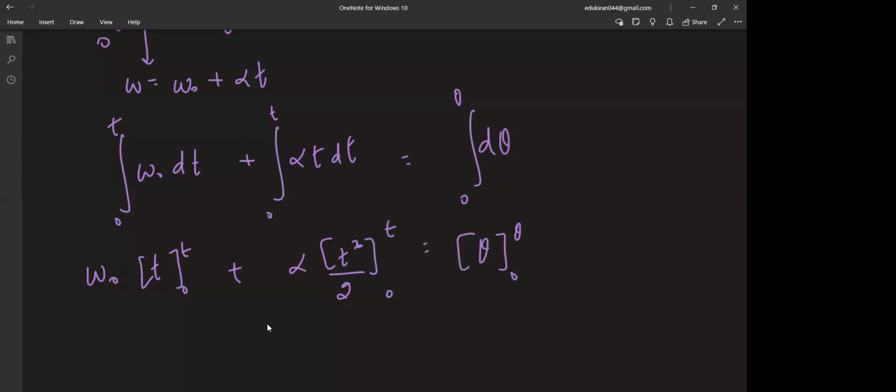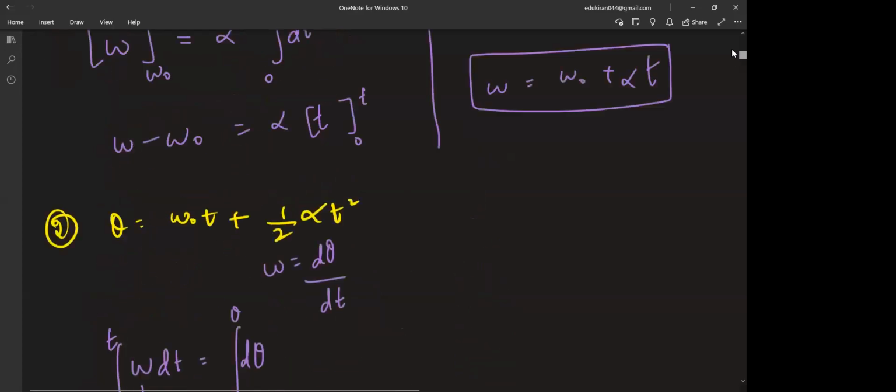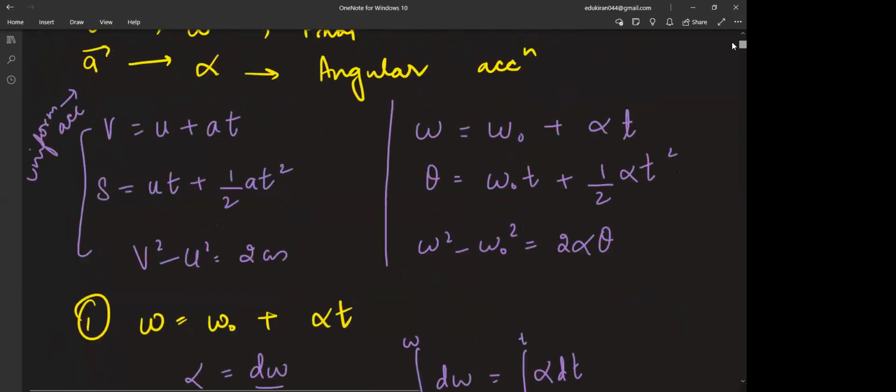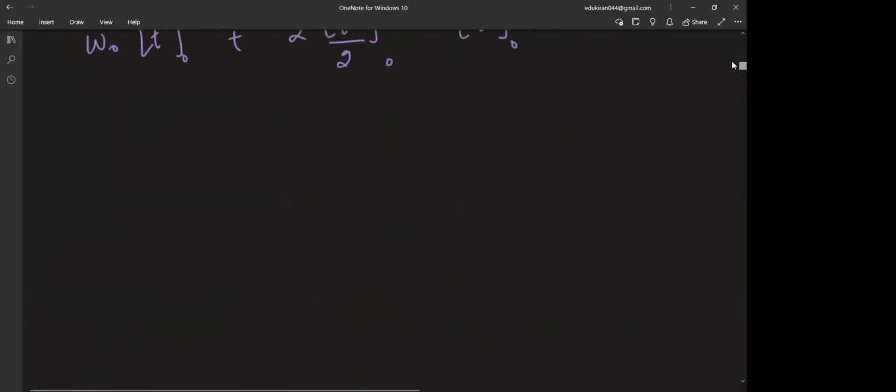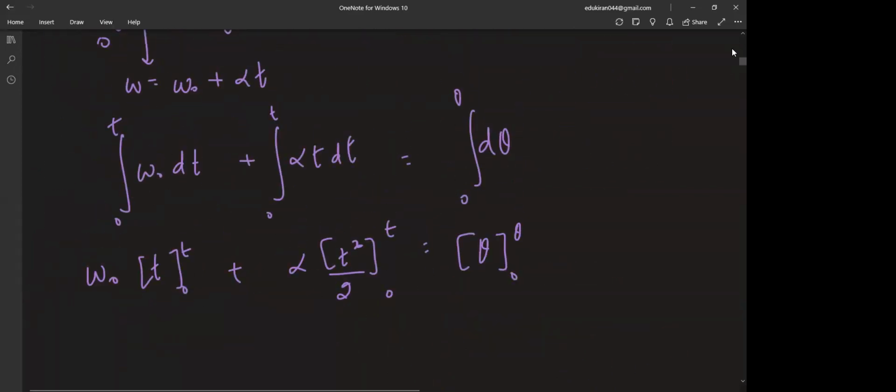Ma'am, so omega naught will be a constant? Omega naught will be constant. See, here we are taking time only as the variable quantity. Omega naught and acceleration are constant in our equations. The variation that is occurring in these equations is negligible, because the change we are talking about is in terms of time.